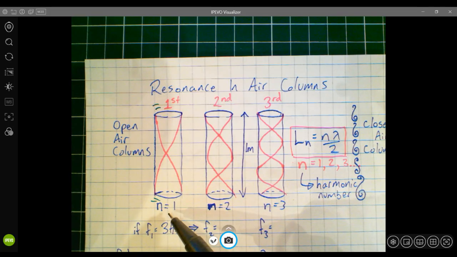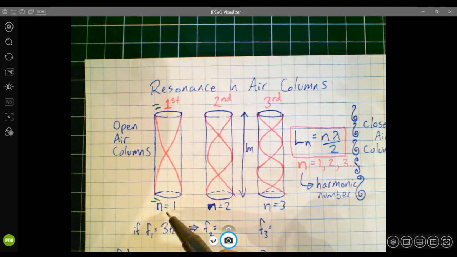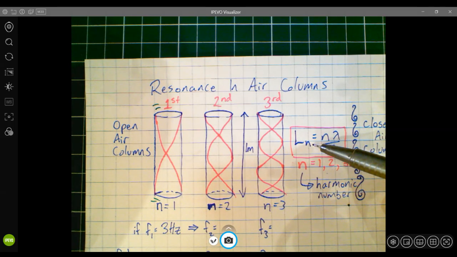And so we would say that this is the 1st, 2nd, and 3rd harmonic. We would say that n is equal to 1, 2, and 3 for those 3 diagrams, because these n numbers are the harmonic numbers. We said that the length of a resonating open-ended air column has an equation L equals n lambda over 2, where n is the harmonic number, lambda is the wavelength, and L is the length of the tube. In this case, I've labeled it as 1 meter.